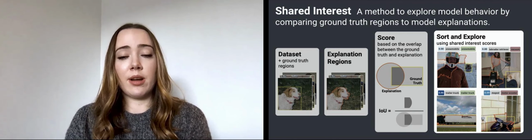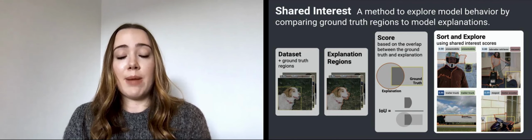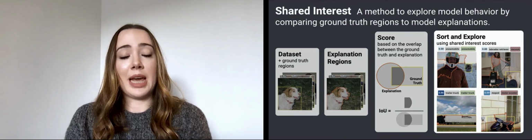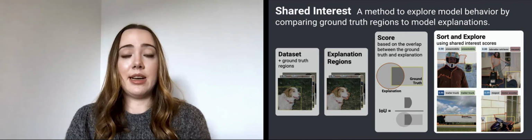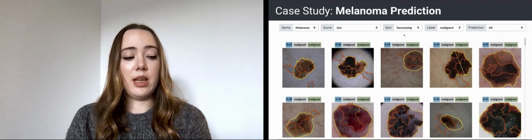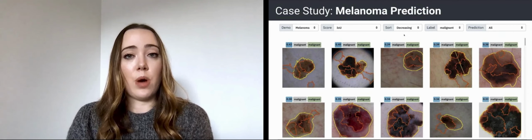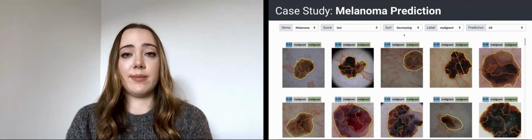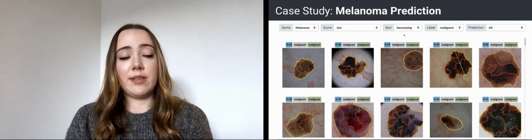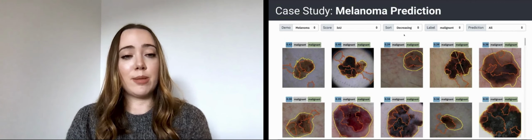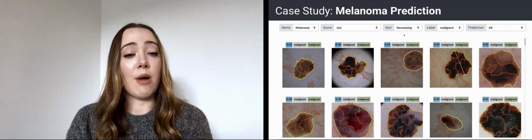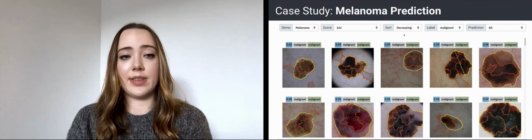So just by sorting by this score, we're able to immediately gain insight into our model's behavior and unexpected features of our dataset. But to further prove this point, I'd like to walk through a case study on melanoma prediction. Here, we have images of lesions that have been labeled by dermatologists as either cancerous or benign, and we've trained a network to perform that same binary classification task.